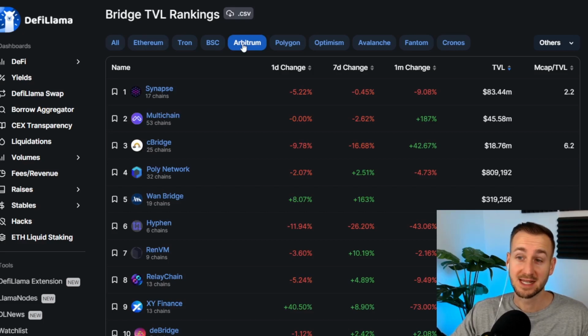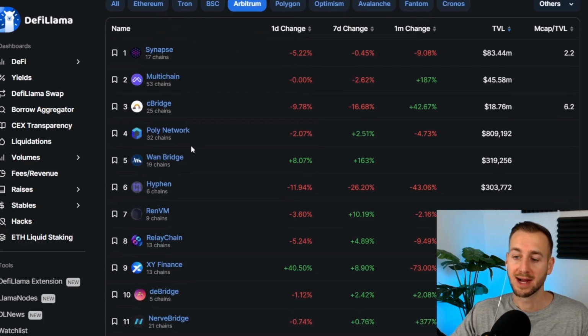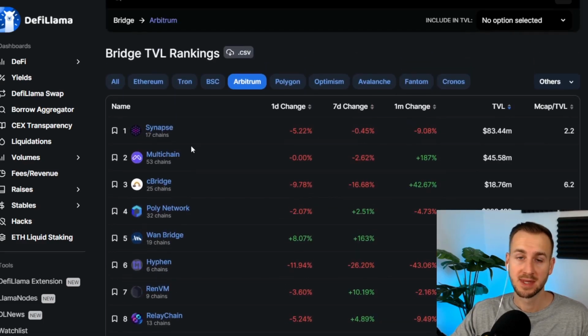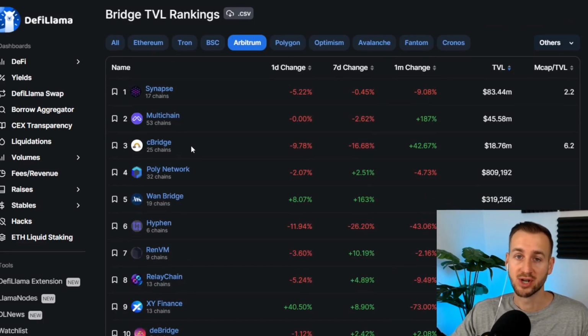And the ones with decent liquidity are Synapse and Multichain. Celer Bridge has a bit as well. But below that, there's nothing really much going on. Now, one that's not actually in here, but is quite good, is also the Stargate bridge as well. So we're going to go over three: Synapse, Multichain, and Stargate.